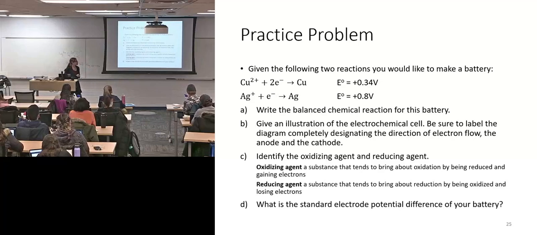So this is some new terminology. Oxidizing agent, a substance that tends to bring about oxidation by being reduced and gaining electrons, okay? The oxidizing agent is the thing that gets reduced, causes oxidation of the other thing. And reducing agent is then the reverse of that. What is the standard electrode potential difference of your battery?